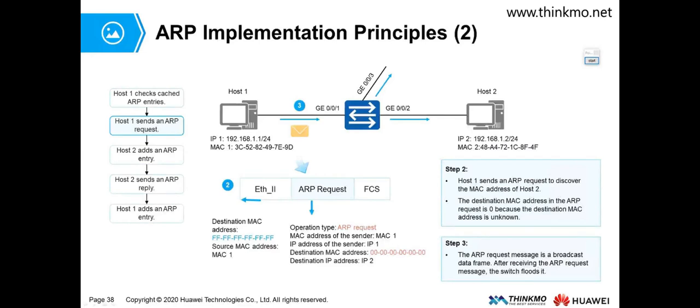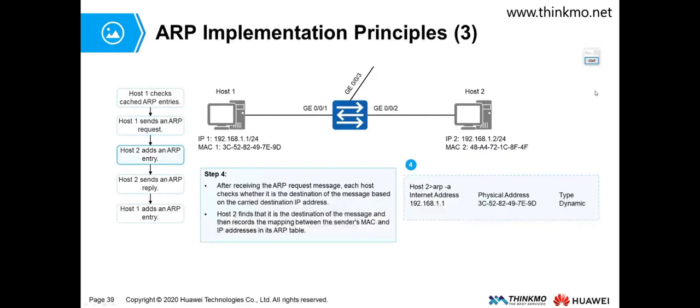As for the response, which we will cover in the future, after receiving our ARP request information, every device will check the destination IP it carries to see if you're looking for it. If you're looking for it, it will check what its MAC address is and then send it to you.